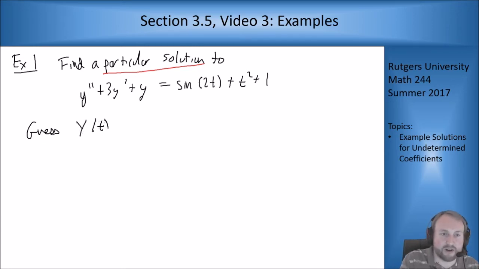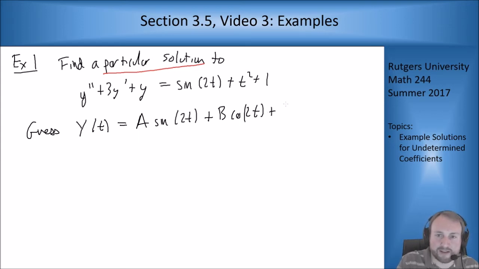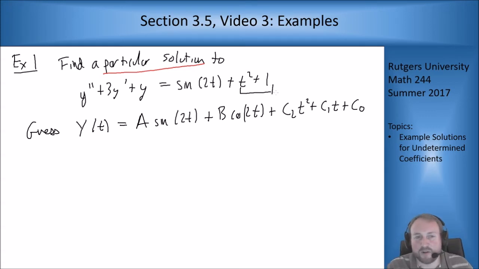Well, I should guess y of t equals a sine of 2t plus b cosine of 2t. That comes from the sine of 2t term. And then plus c2 t squared plus c1 t plus c0 from the polynomial term. Now I'm guessing a t term as well because I know when I take derivatives of t squared, I'm going to get t's. So I better put a t in there as well to make sure I can cancel everything out at the end.